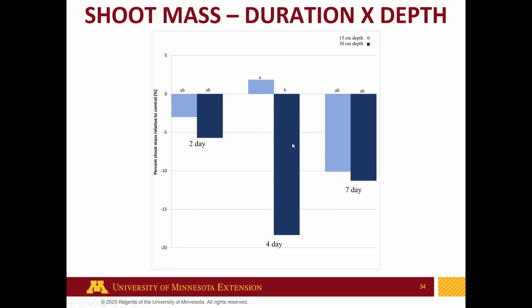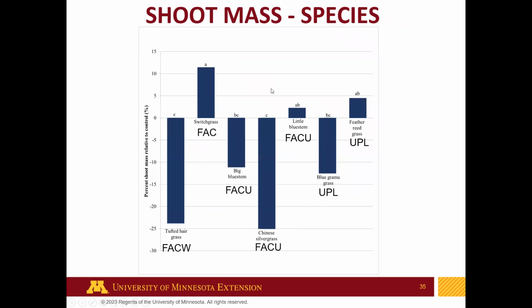Again, the significant difference occurred for 4-day, with the 4-day submergence duration, where the 15 centimeter depth had a significantly higher percent shoot mass relative to the control when compared with the 30 centimeter depth. But again, this was not realized in the 2-day or the 7-day submergence duration treatments.